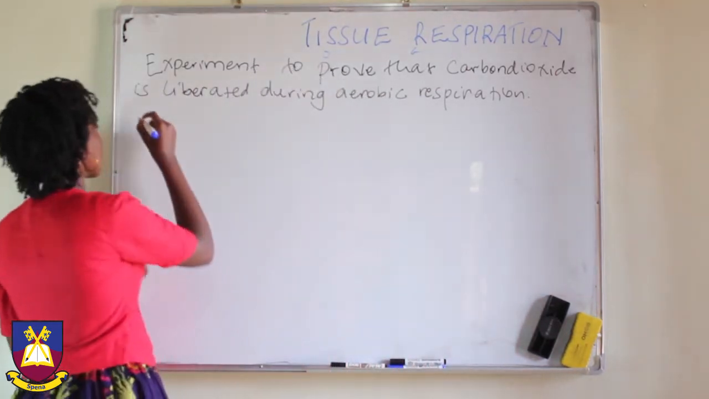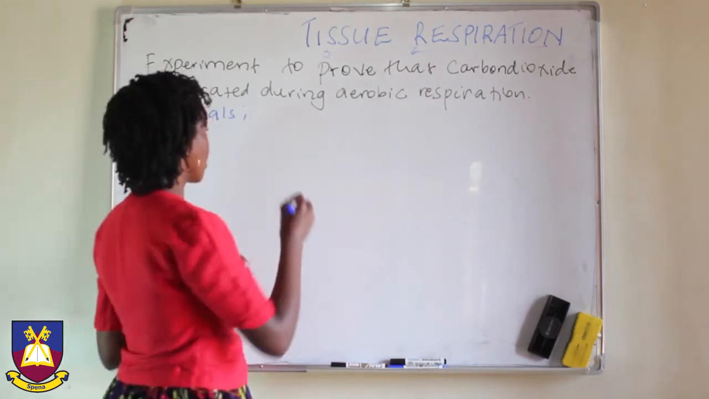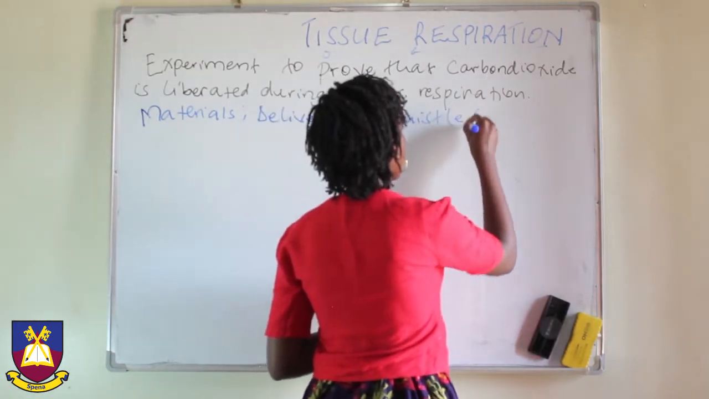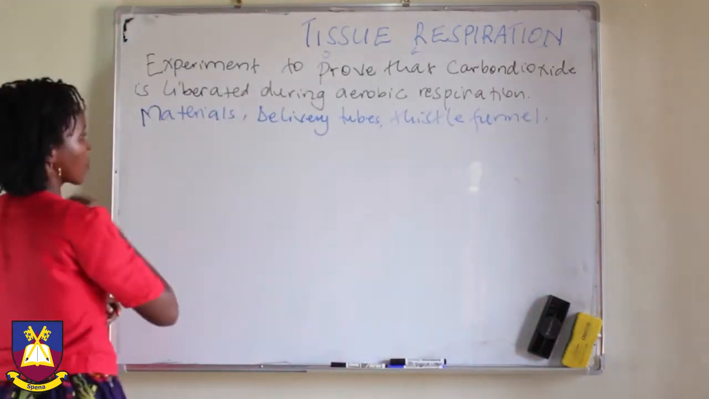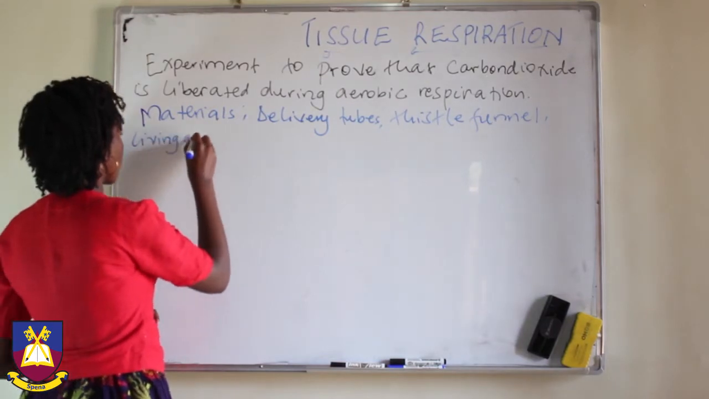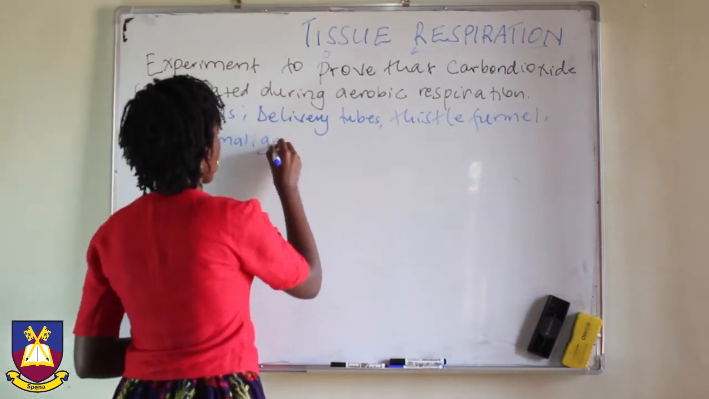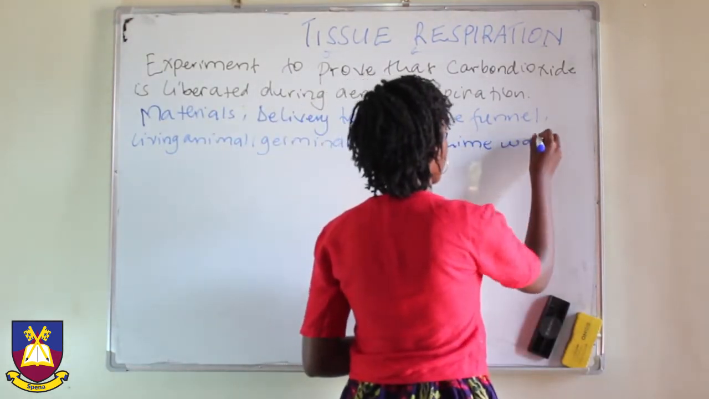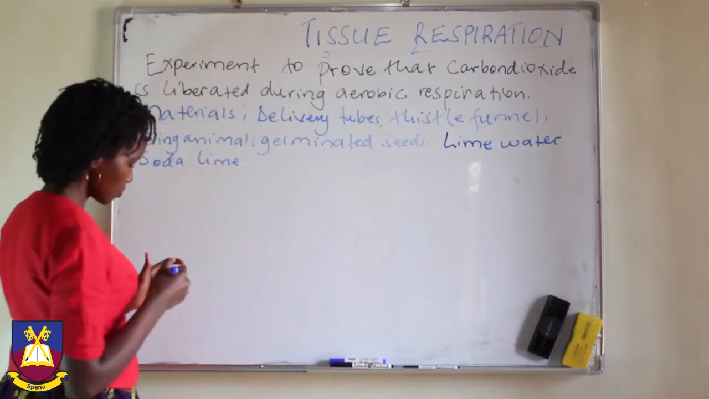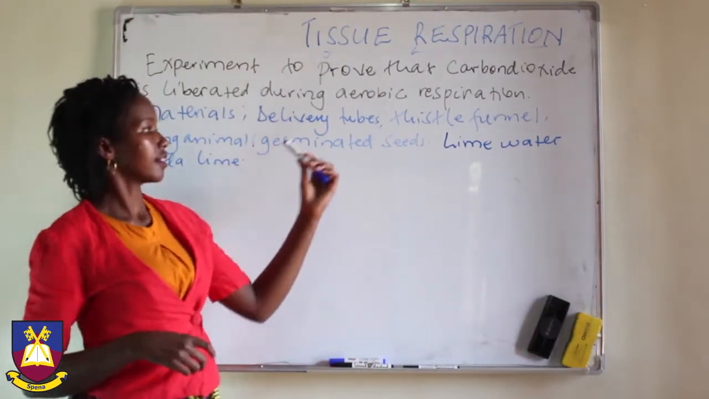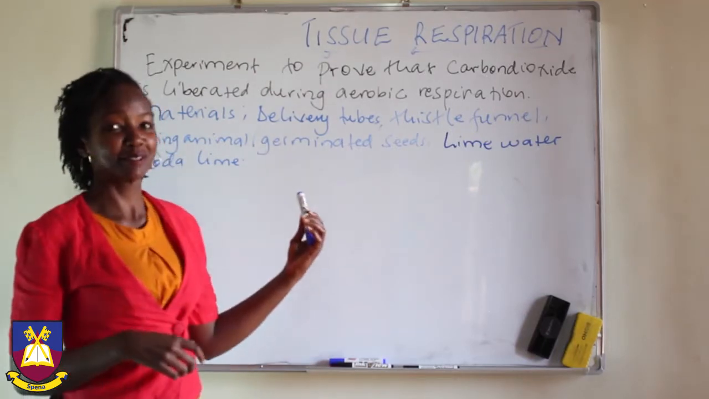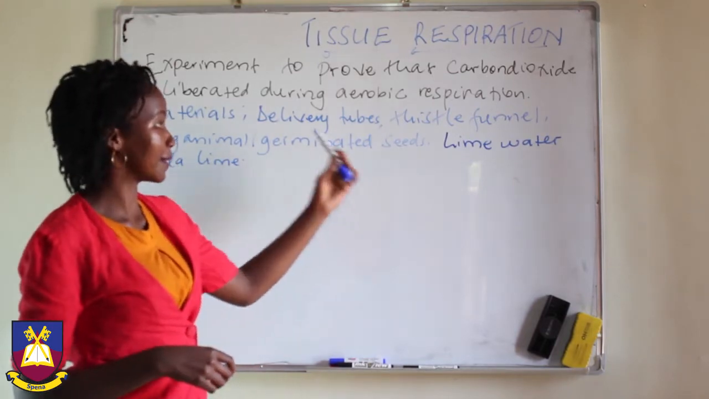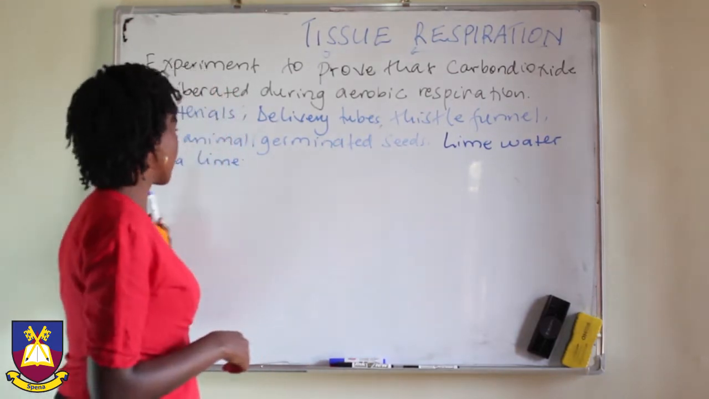Materials and reagents. So we shall need delivery tubes, a thistle funnel, a living animal which could be a toad, rat, not a goat though, or germinated seeds, lime water and soda lime.